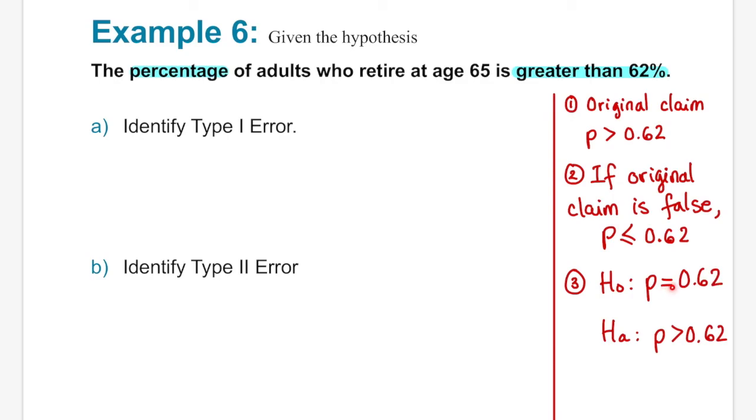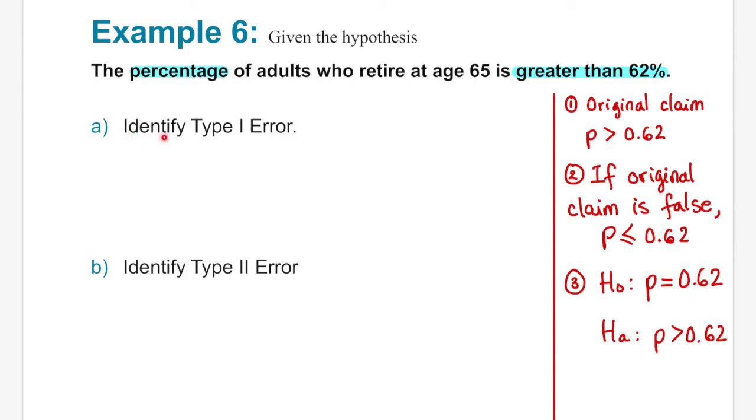If you use p is less than or equal to 0.62 for H0, you are still correct. You have two statements, p equals 0.62 and p is greater than 0.62. And only one of those is correct. It cannot be both correct at the same time.